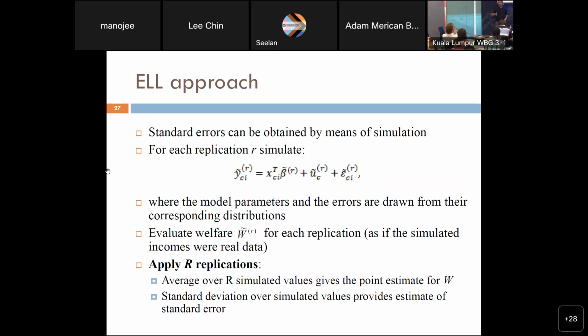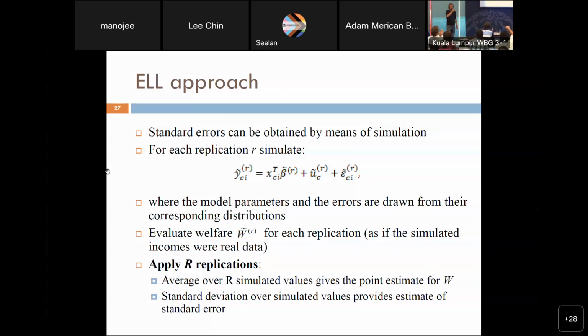For a given realization, you treat it as if there was observed data for every household in the census. That allows you to compute the poverty map. And that whole thing you repeat, say, 500 times, which gives you 500 poverty maps. The average is your point estimate, and the standard deviation across those 500 poverty maps becomes your standard error. That's it in a nutshell.